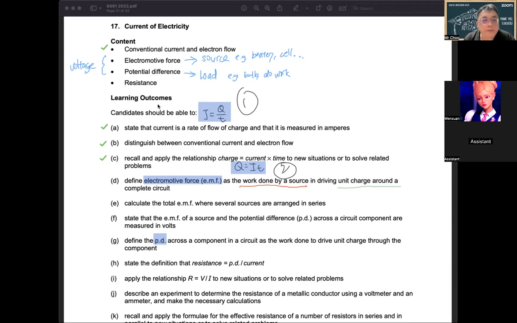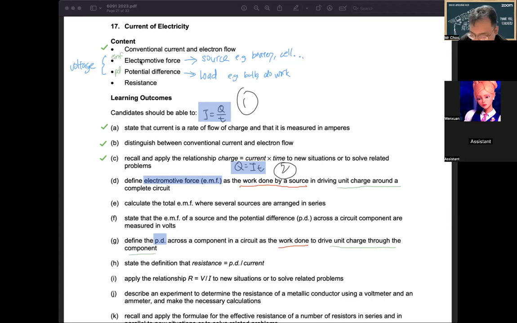What is PD? The first one is EMF, the short form of electromotive force. This one, the short form is called PD. So what is PD? Can you see down here? It is the work done to drive a unit charge through the component. So can you see they are both actually the same thing? They are both work done to drive one unit charge across something.